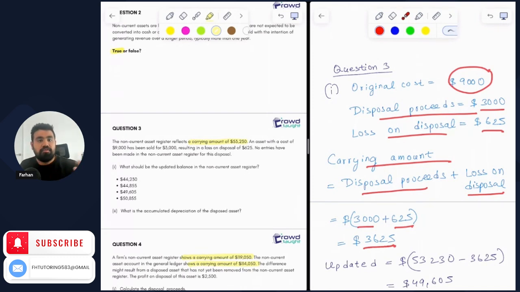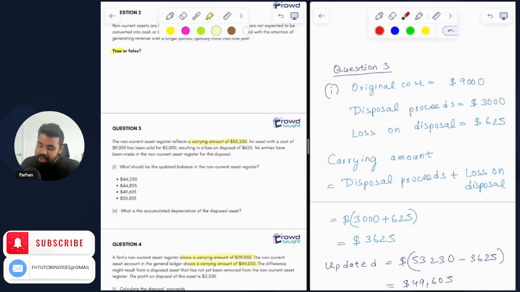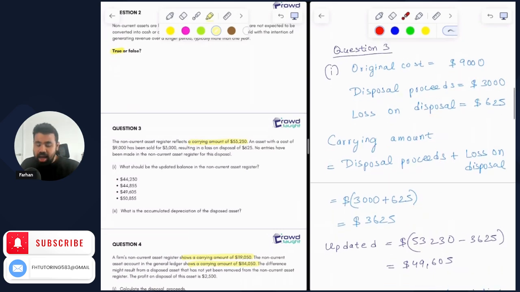And we know we sold it for $3,000, which is the disposal proceeds, right? So you have sold it for less than what it was worth. And again, that means that you have made a loss on disposal of $625. Now, what about the updated carrying amount balance in the non-current asset register? You start with the initial balance of $53,230 that is given in the first line of the question, and then you subtract the carrying amount of the asset that you have sold, which is $3,625, and you end up with $49,605, which is option number C in this case, so we can circle that.